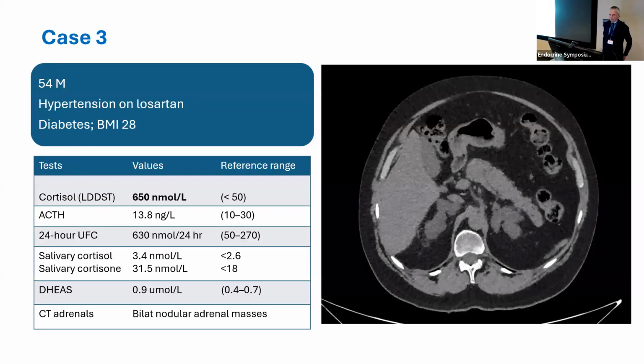So case number 3, it's not really MACS. I mean, this patient has Cushing's syndrome. It's a very high 24-hour urinary free cortisol, everything abnormal. And the CT adrenal shows bilateral macronodular hyperplasia. So this is a patient from one of my colleagues from St. Mary's Hospital who was in the audience.